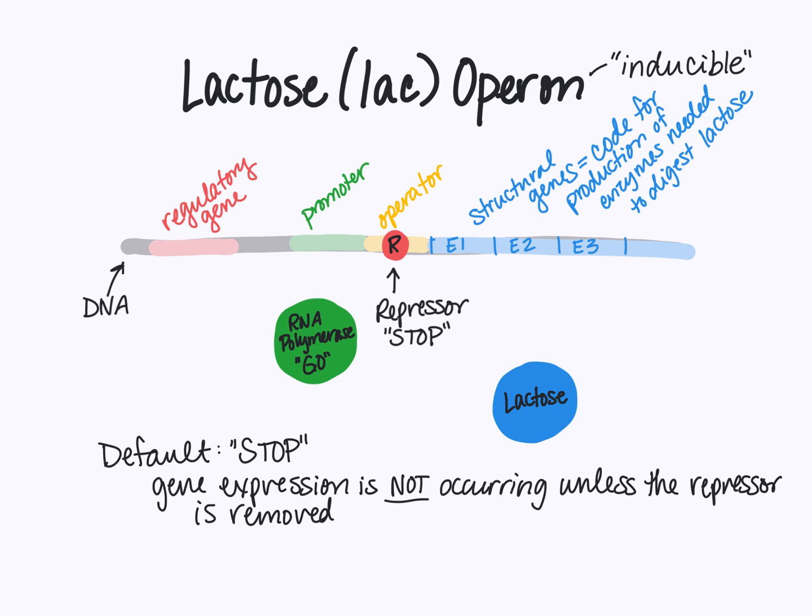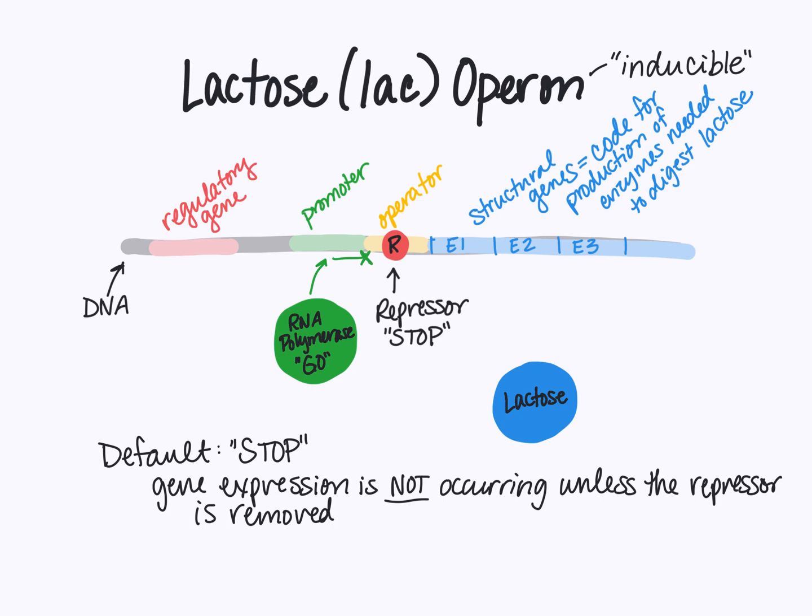So in this case, the regulatory gene is always producing this repressor, and the default position is for the repressor to be bound to the operator. And what this means is that when the RNA polymerase binds to the promoter, it gets stopped. So it gets to the operator and it can't go any further. So it cannot transcribe these genes that are in the structural gene portion of the operon.